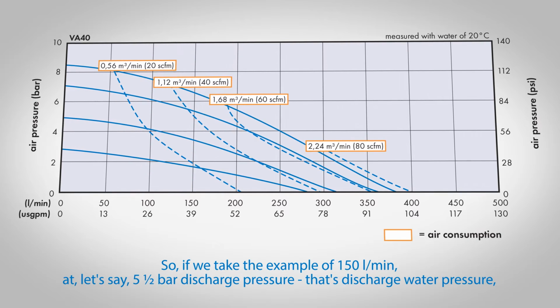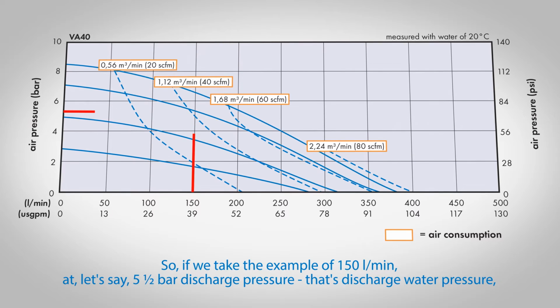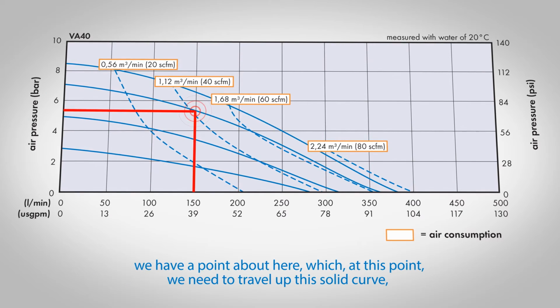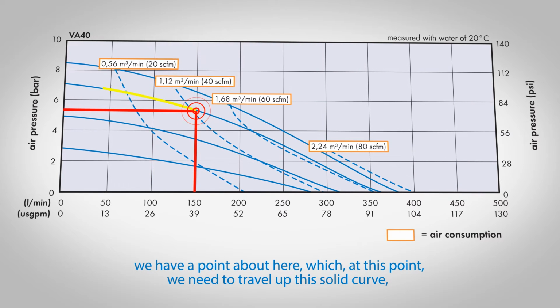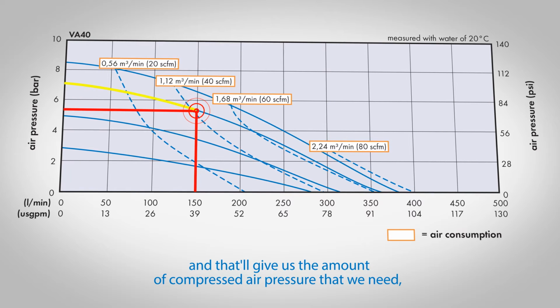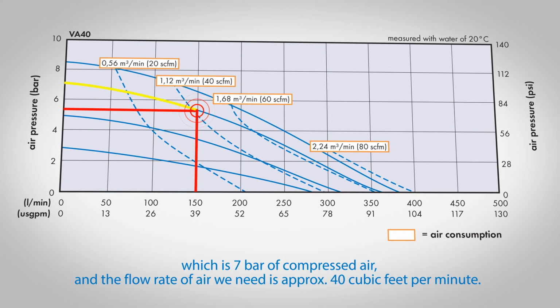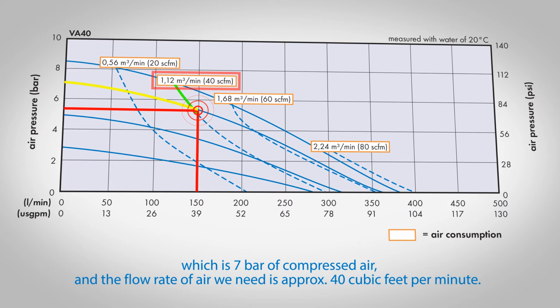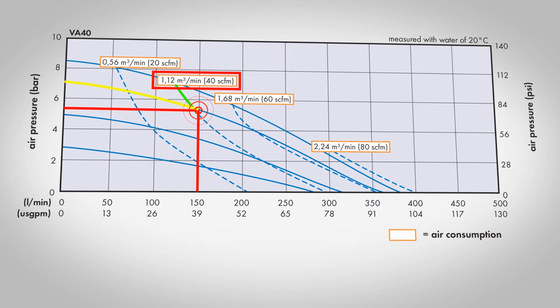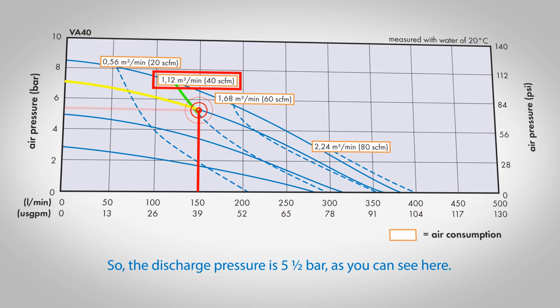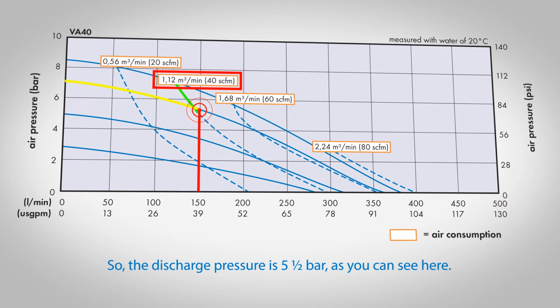So, if we take the example of 150 liters per minute at, let's say, 5.5 bar discharge pressure, that's discharge water pressure, we have a point about here, which, at this point, we need to travel up this solid curve, and that'll give us the amount of compressed air pressure that we need, which is 7 bar of compressed air. And the flow rate of air we need is approximately 40 cubic feet per minute. So the discharge pressure is 5.5 bar, as you can see here.